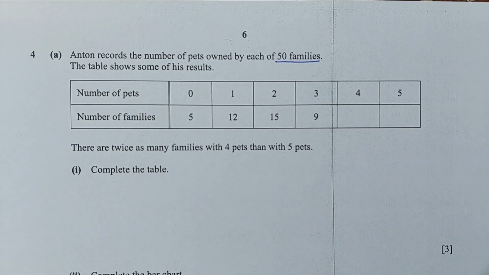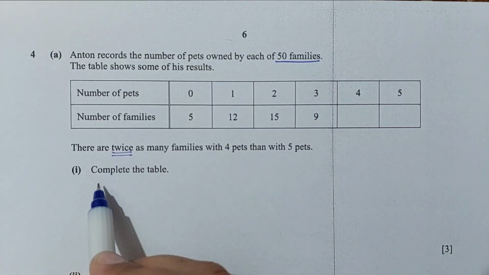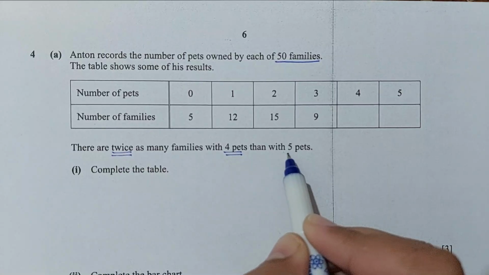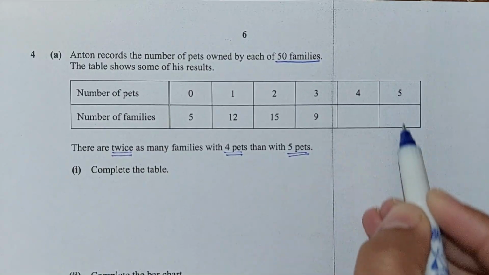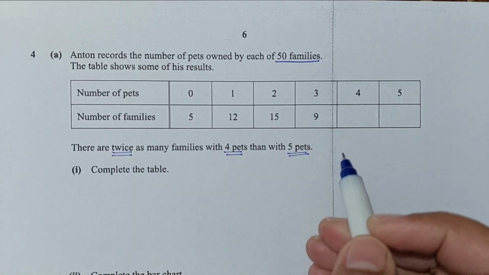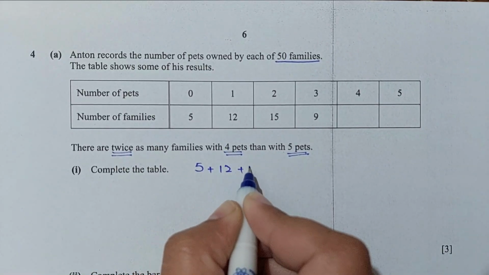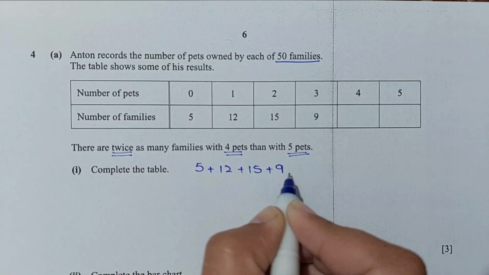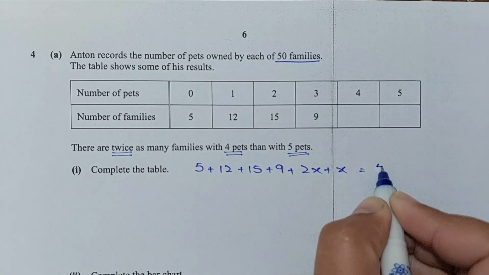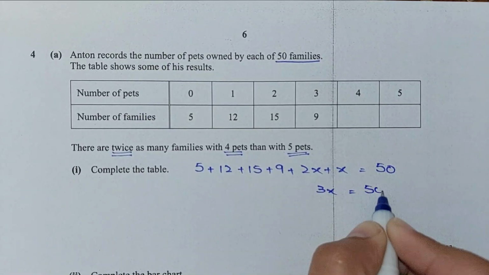Part 1, complete the table. There are 2 times as many families with 4 pets than with 5 pets. If 5 pets is x, then 4 pets would be 2 times x. Keep this in mind. So we can say 5 plus 12 plus 15 plus 9, then 2x plus x, equals 50 families total. 3x would be equal to 50.